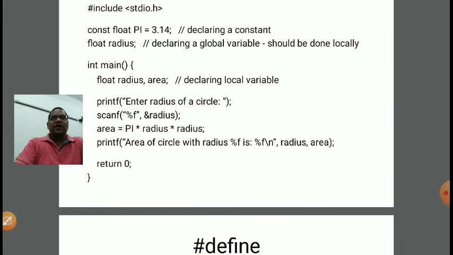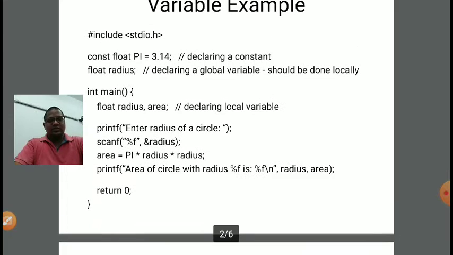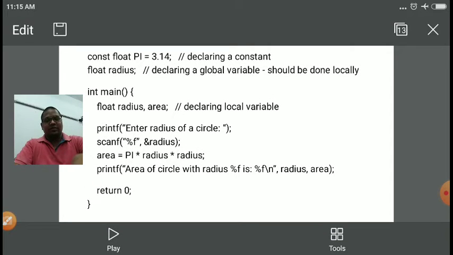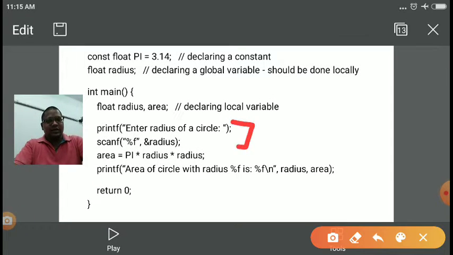After that, it will ask for the input of the radius. So in the scanf function, we have passed two arguments. The first argument is the format specifier indicating floating type, and after that the variable name is radius prefixed with the ampersand symbol. This is the input function. If I am marking it, this part is the input function. After that, this is the processing.